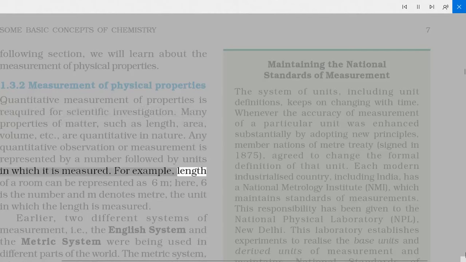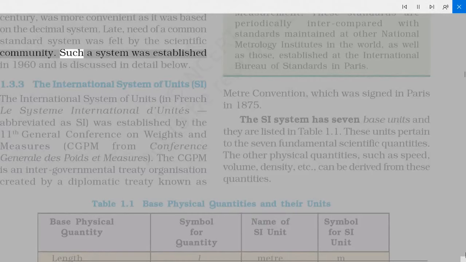For example, length of a room can be represented as 6 m. Here, 6 is the number and m denotes meter, the unit in which the length is measured. Earlier, two different systems of measurement, i.e., the English system and the metric system, were being used in different parts of the world. The metric system, which originated in France in the late 18th century, was more convenient as it was based on the decimal system. Later, the need of a common standard system was felt by the scientific community. Such a system was established in 1960 and is discussed in detail below.